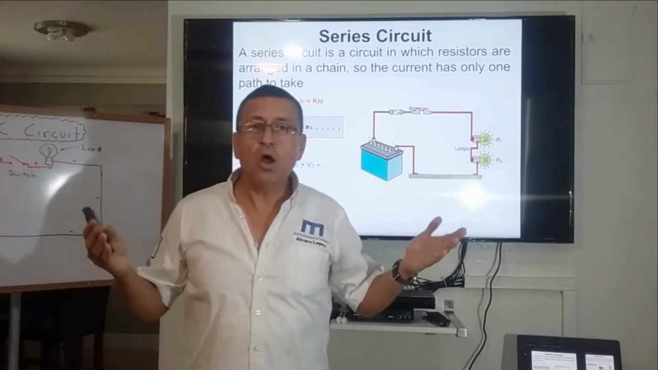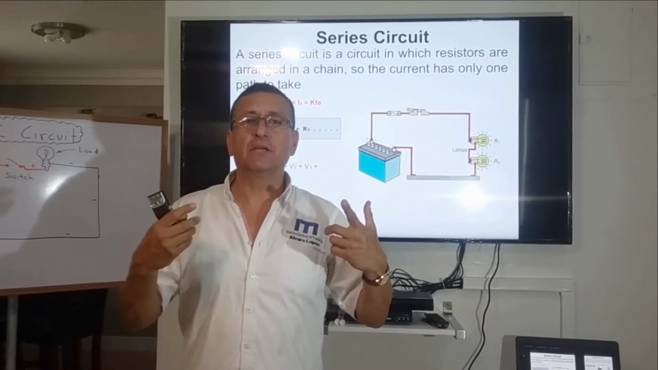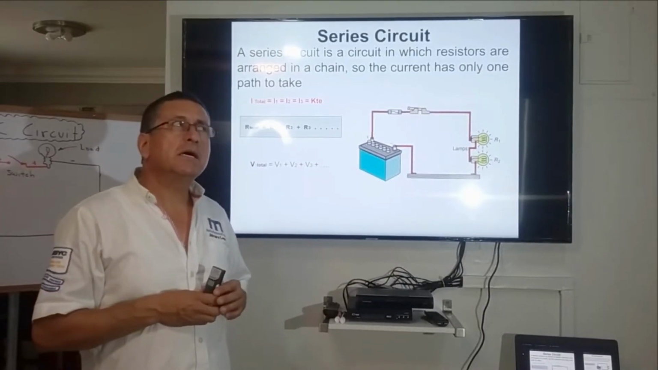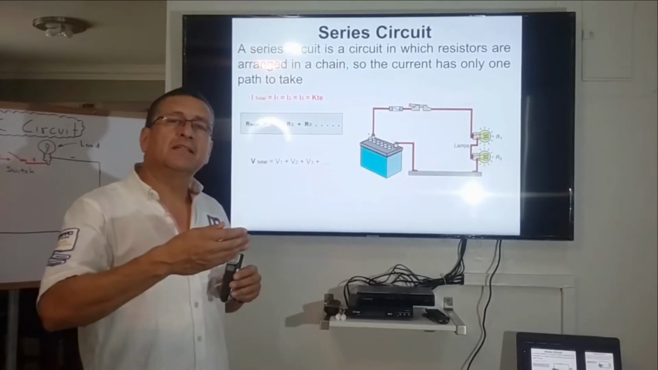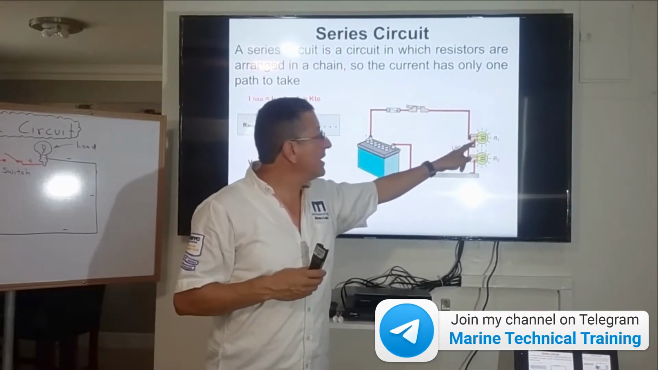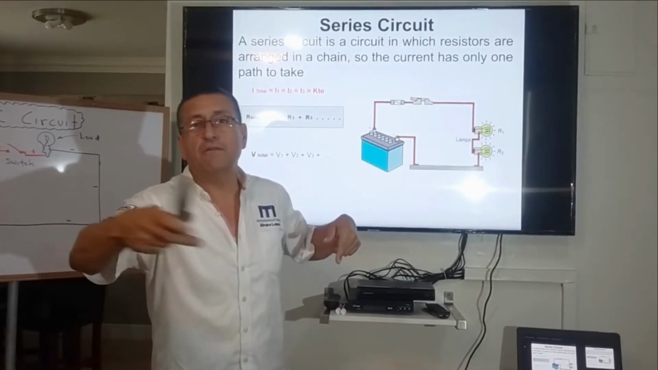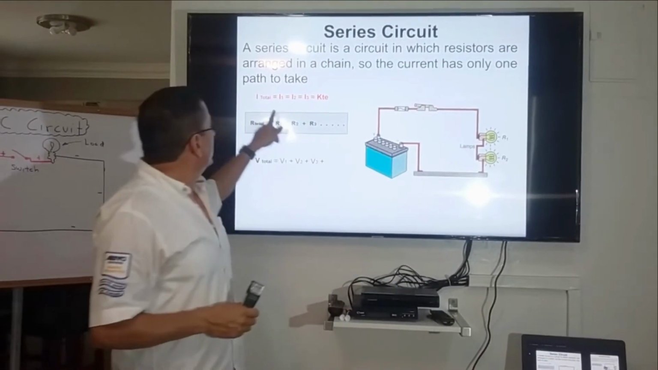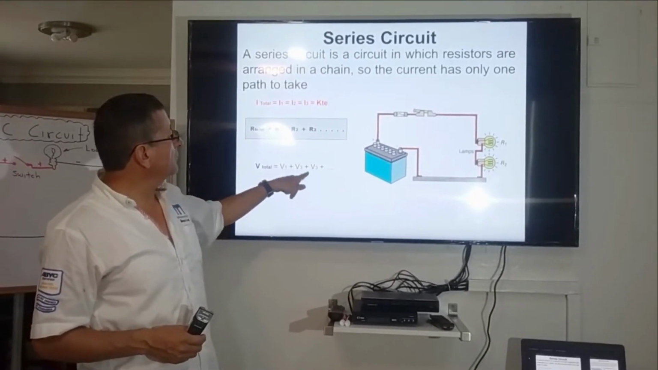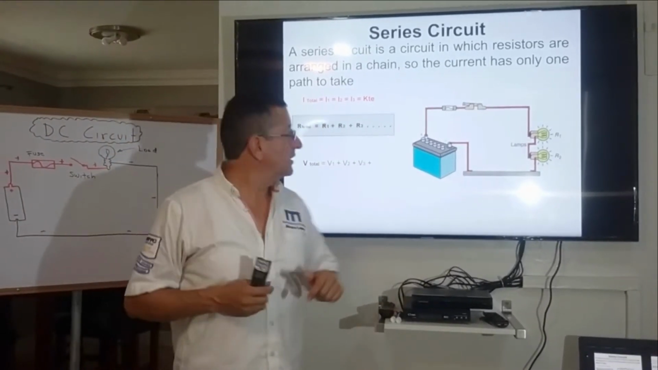What happens in a series connection? What happens with the load? What happens with the voltage? What happens with the intensity? And what happens with the resistance? Okay, let me check. The voltage in a series circuit increases. The total voltage will be the voltage in load number 1, plus the voltage in load number 2, plus the voltage in load number 3, and so on. The voltage increases depending on the number of loads that you have in the series circuit.